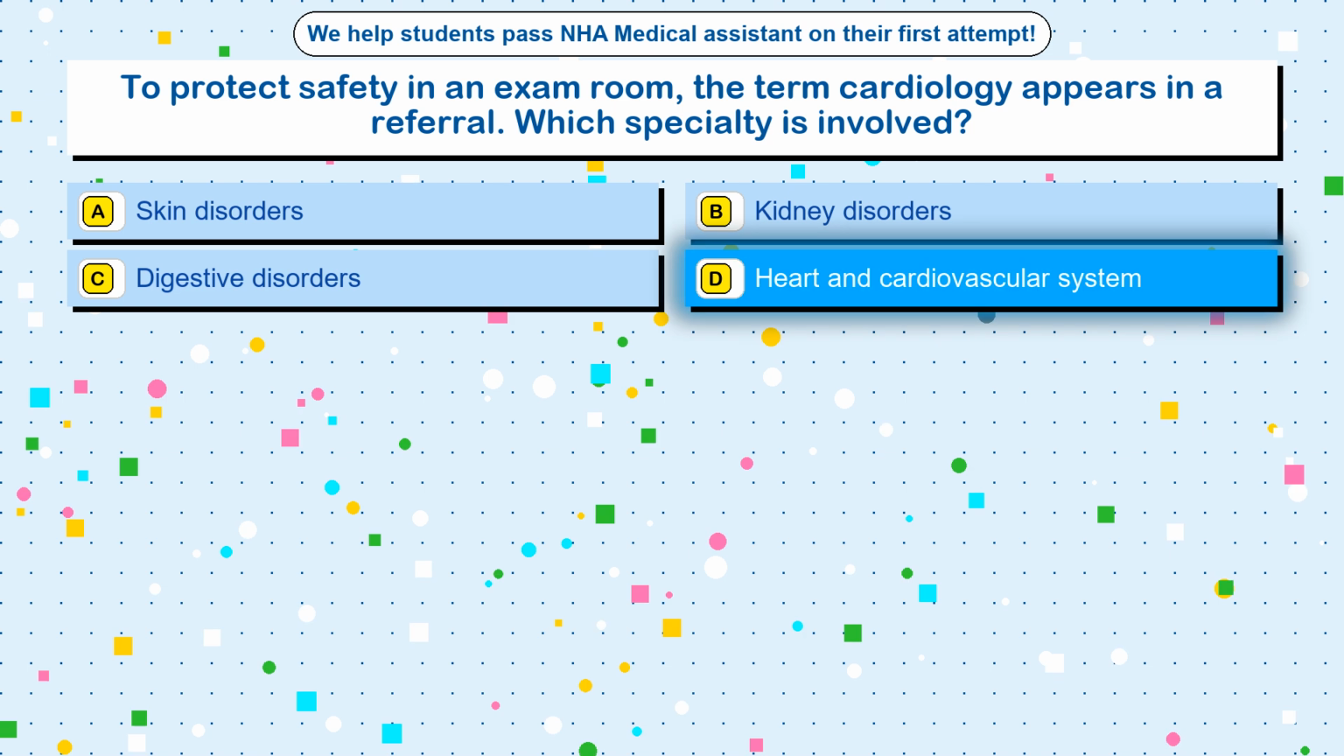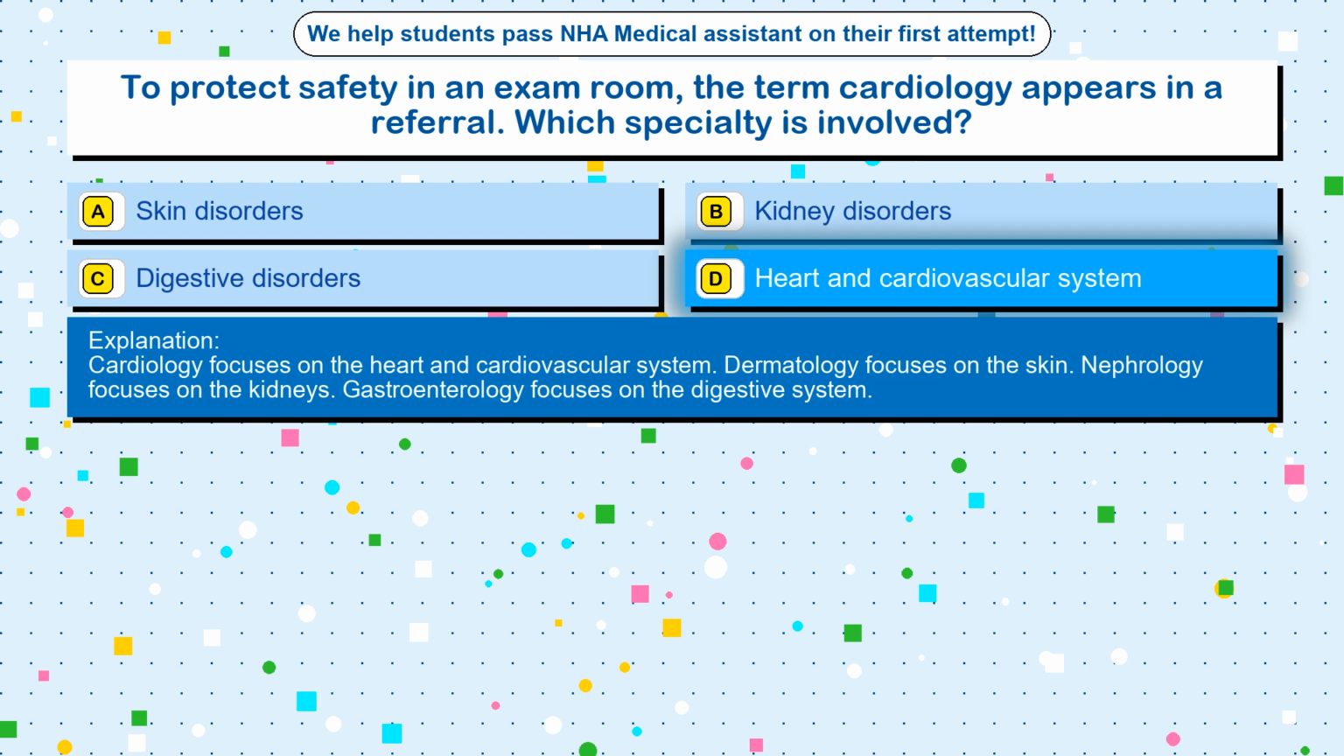Heart and cardiovascular system. Cardiology focuses on the heart and cardiovascular system. Dermatology focuses on the skin. Nephrology focuses on the kidneys. Gastroenterology focuses on the digestive system.